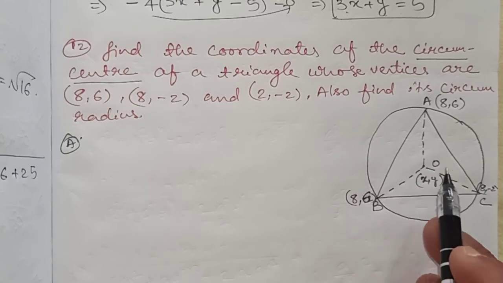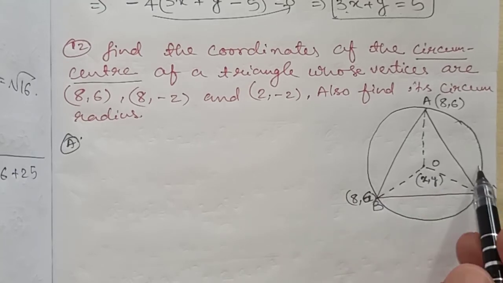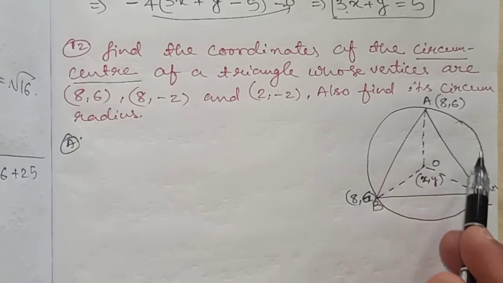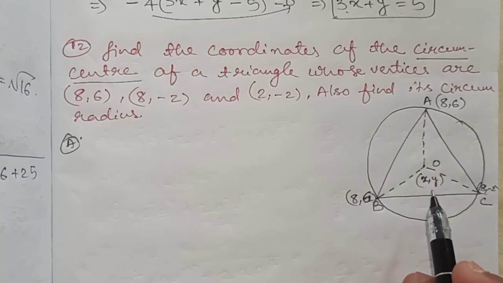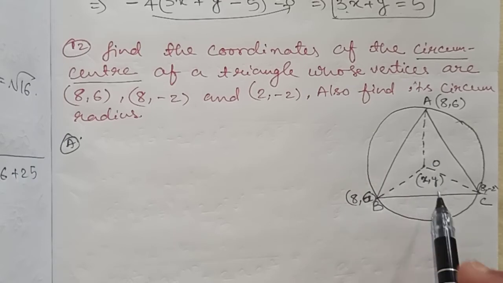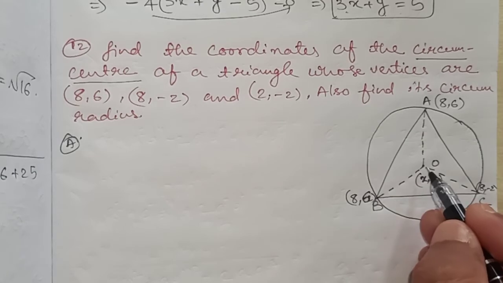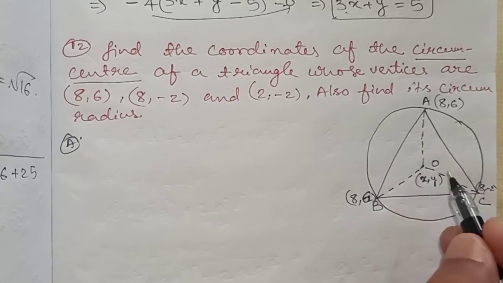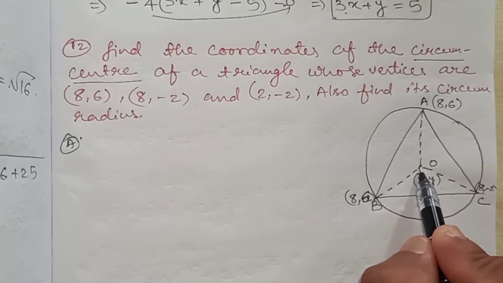Inside a circle, any other figure we draw, and that center will be called the circumcenter, because this triangle is circumscribed inside the circle. Circumscribed means it will be drawn inside the circle, and incircle means the circle will be drawn inside the triangle. So these are the two different words you have to remember, circumcircle and incircle. And this center is called the circumcenter. We have to find out the coordinates of the circumcenter, that is O.